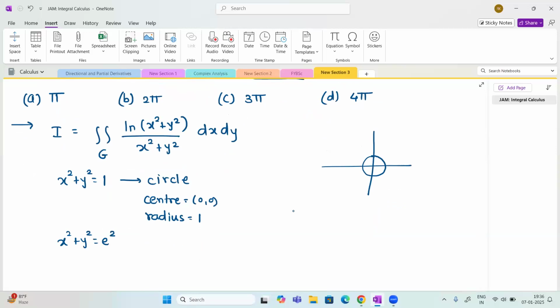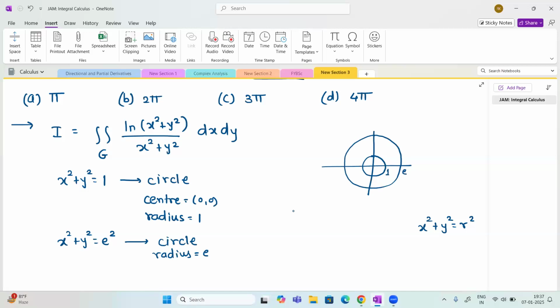So this is again a circle. I'm comparing with a standard equation, x square plus y square is equal to r square. So this is the equation of a circle with center 0, 0, radius r. So what is its radius? E, sir. E, you are right. So we have two concentric circles, first having radius 1, second having radius e.